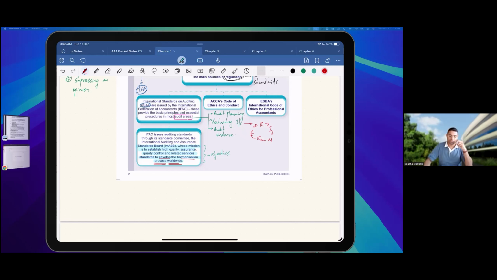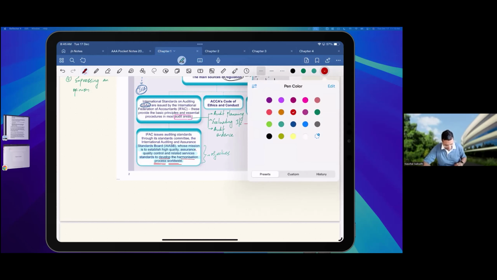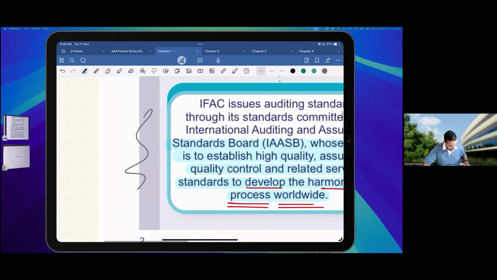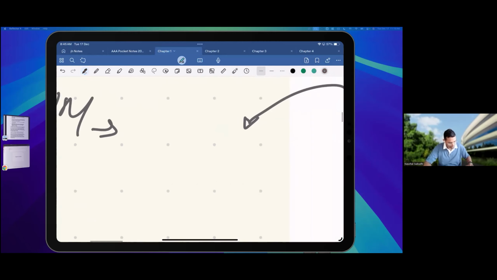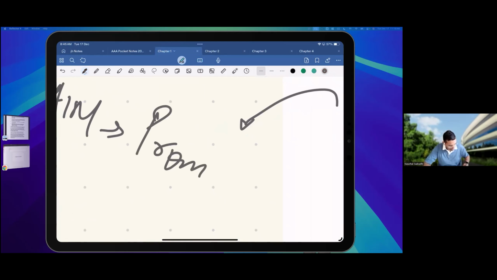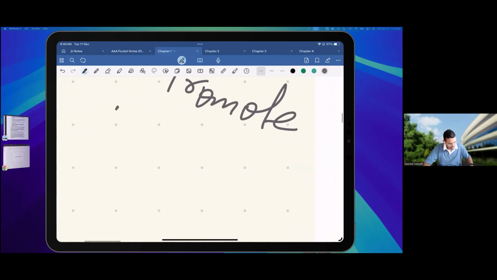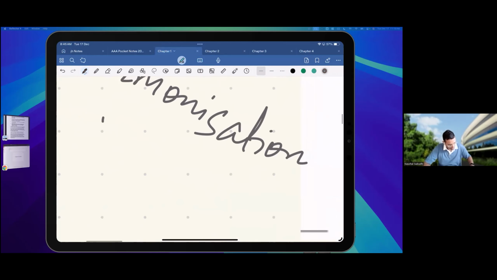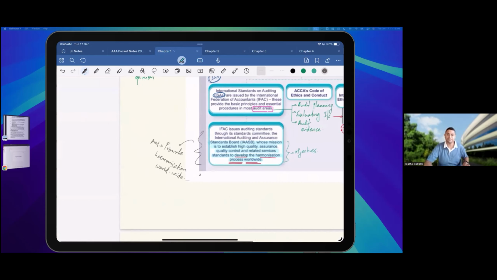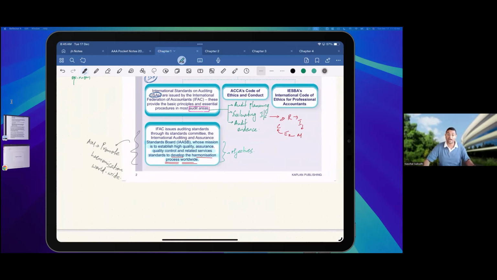So yes, now the requirement over here is the main aim of this is to do what? The aim, इनका aim क्या है? ये एक बारी देखो इनका aim क्या है. The aim is to promote harmonization worldwide. That's the main objective. That's the main objective of IFAC.